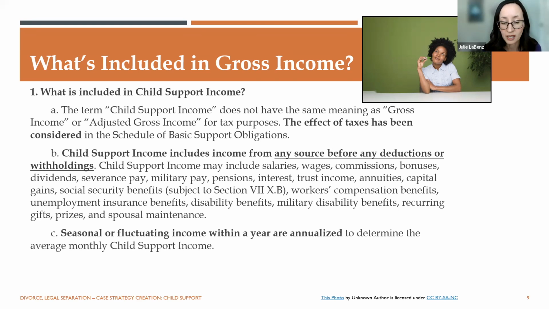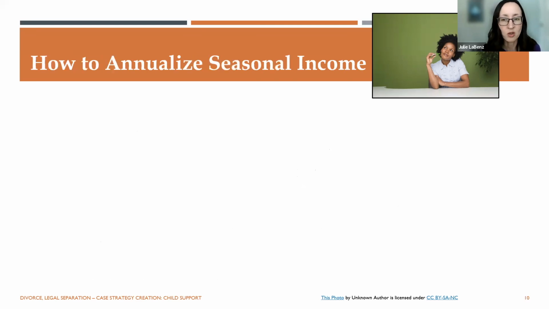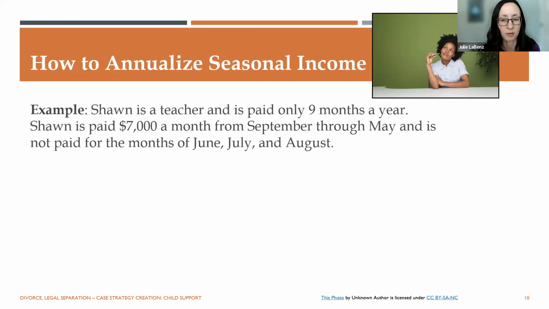Seasonal or fluctuating income within a year, that type of income is going to be annualized to determine the average monthly child support income. And all of this information that I'm quoting from is from the 2022 Arizona Child Support Guidelines. How do you annualize seasonal income?